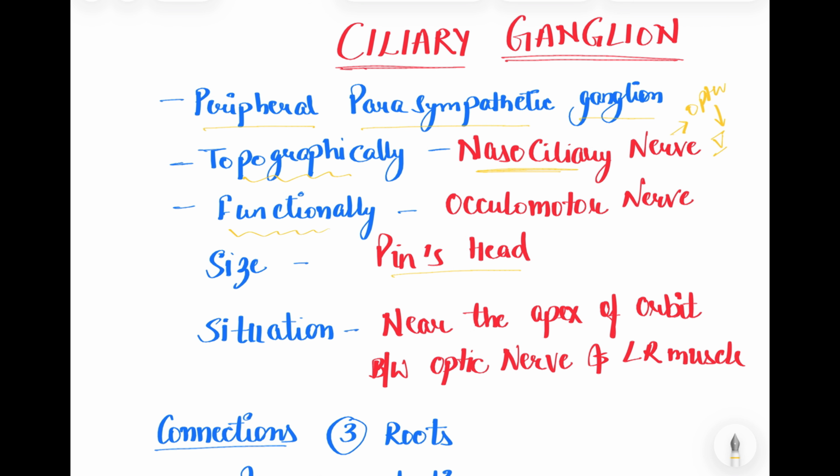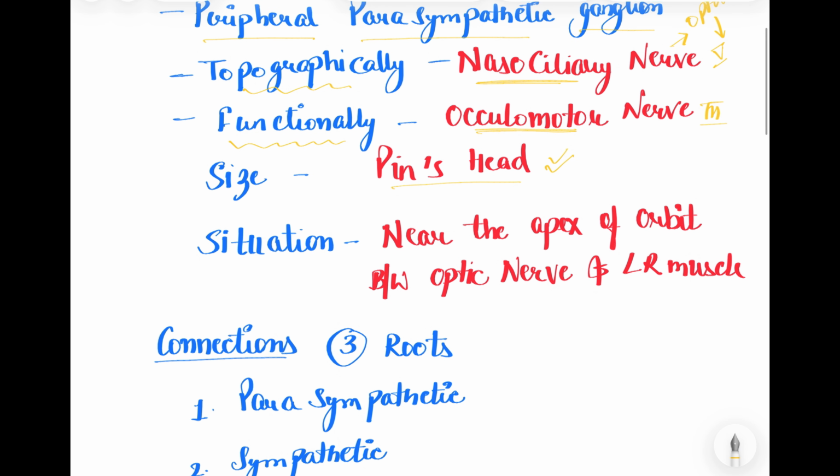functionally this ganglia is connected to the oculomotor nerve, which is your third nerve, right? And this ganglia is tiny in structure, with the size of a pinhead. This ganglia is situated at the apex of the orbit, that is between the optic nerve on one side and the origin of lateral rectus muscle on the other side. So basically it is sandwiched between two structures, the optic nerve and the lateral rectus muscle.